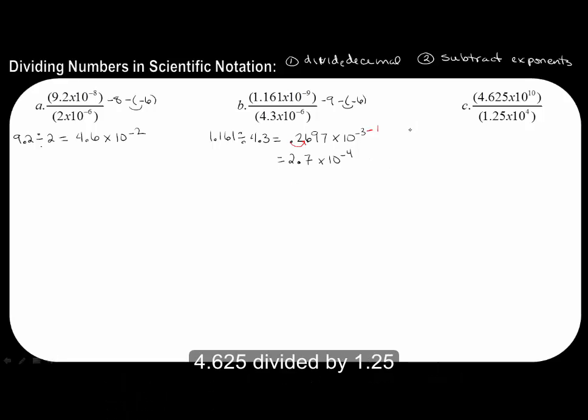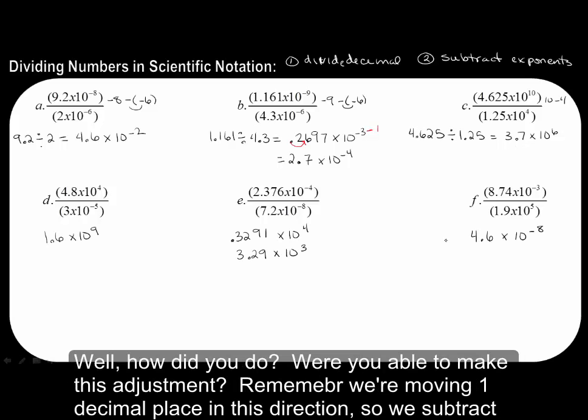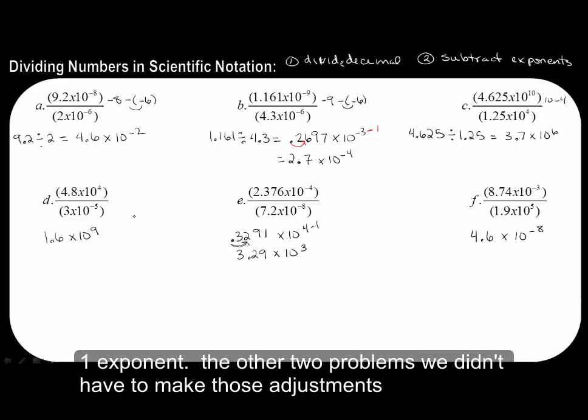Okay, 4.625 divided by 1.25 is going to give me 3.7, and 10 minus 4 will give me 6. I have 3 more example problems. Why don't you pause the video and try these and see how you do? Well, how did you do? Were you able to make this adjustment? Remember, we're moving 1 decimal place this direction, so we subtract 1 from the exponent. The other 2 problems, we didn't have to make those adjustments.